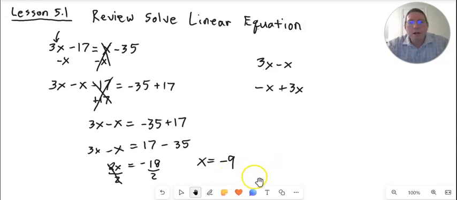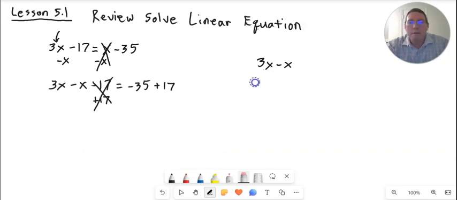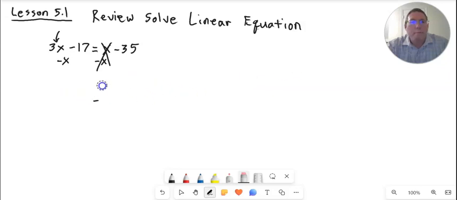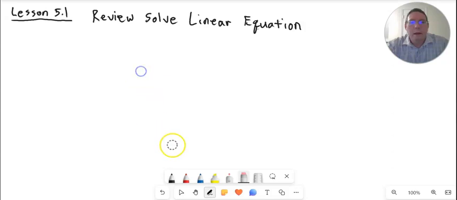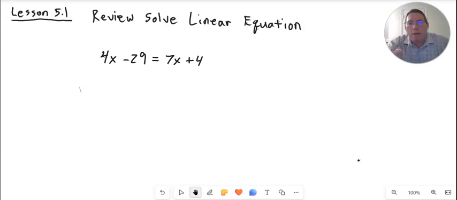Okay. All right. Let's try another example. All we're doing here is reviewing how to solve linear equations. It's something that you should have learned probably around maybe 6th grade, maybe 7th grade. And all we're doing is reviewing it. Okay, so maybe you should try this one on your own. Let's do 4x minus 29 is equal to 7x plus 4. Okay, and so remember, we're going to try to move the x terms to one side of the equal sign and the constants to the other side of the equal sign. Go ahead and pause it and try this on your own.